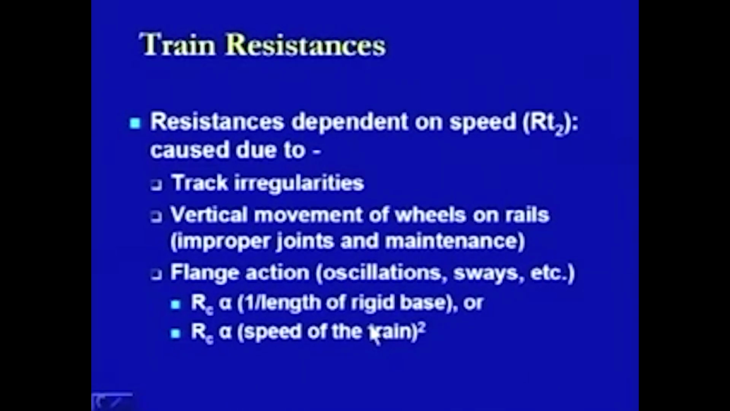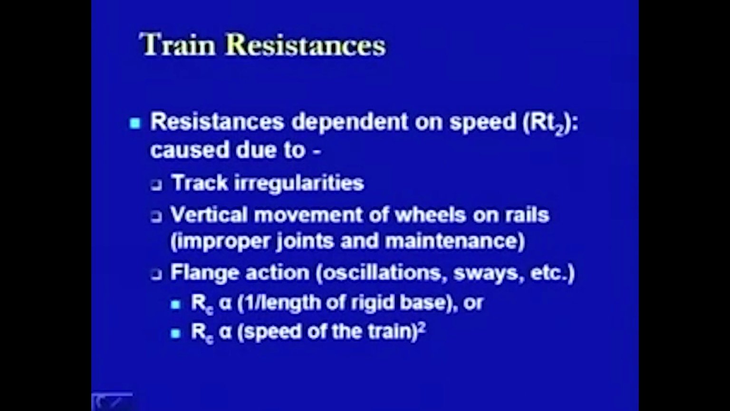Now the other case of resistances is the dependent on speed. They are also part of the rolling stock resistances. Here we talk about the track irregularities, the effect of the track irregularities as soon as the speed of the vehicle increases. As long as the vehicle is standing, there is no problem as far as the track irregularities are concerned. But when there is a movement, then these track irregularities create a certain sort of resistance to the movement, and therefore we have to look at these track irregularities.